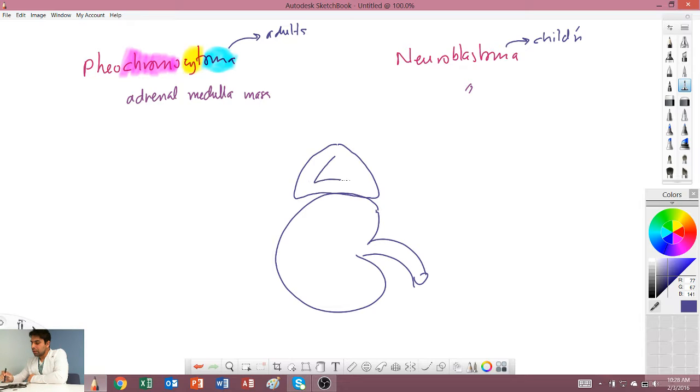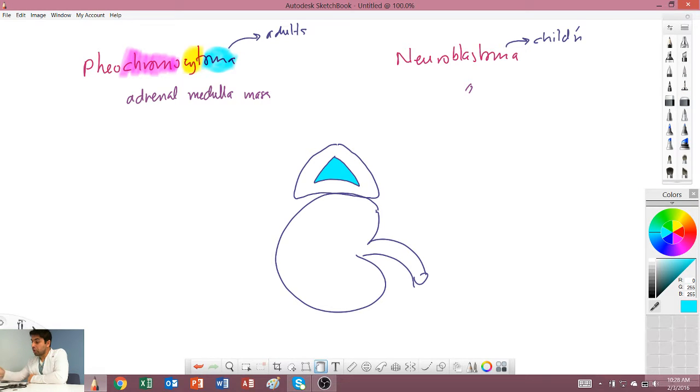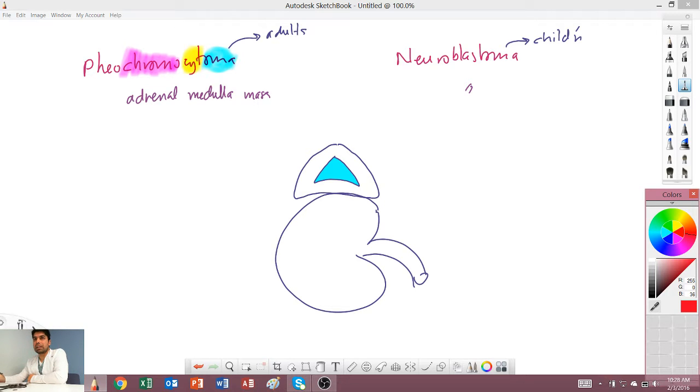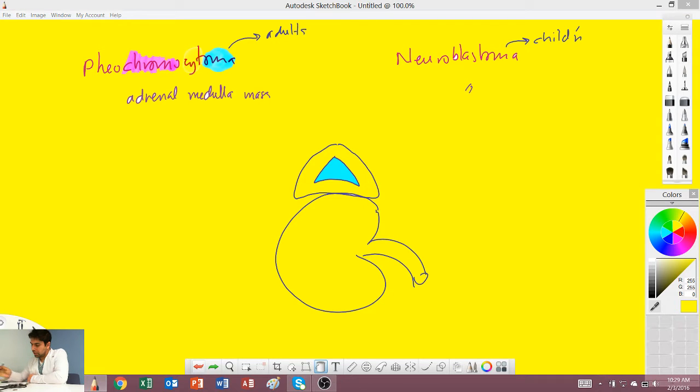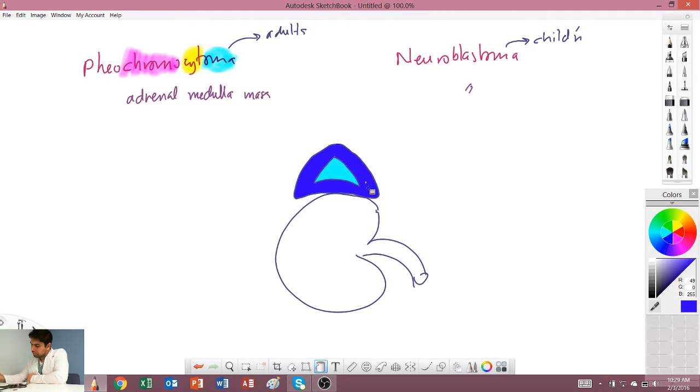Now, the adrenal gland has a medulla, which is the core. I'll color it blue. Solid glands, not glands that have an empty space within them like lungs or chambers of the heart, will have a core and cortex. So yellow will be called the cortex. Yellow is cortex, and blue is medulla.